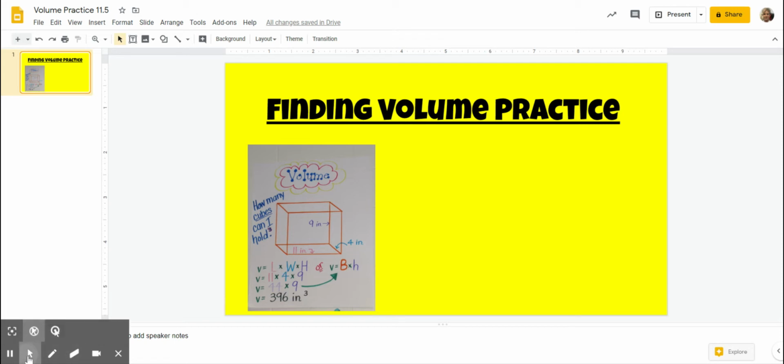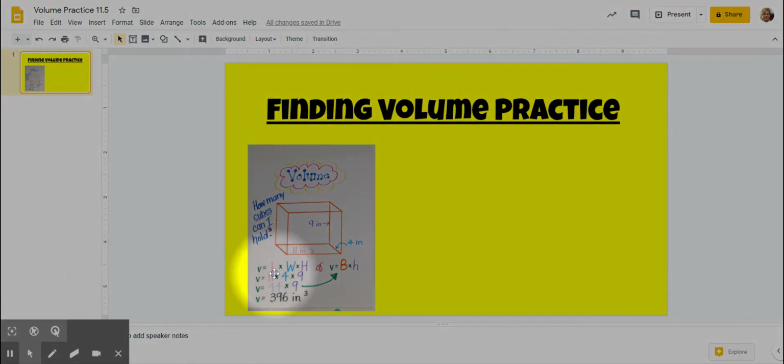I'm going to see if I can put my pointer on. Highlight clicks, I'm not sure. Let's see. No, there was a way to use a focus mouse. Look at that. Length times width times height, or base times height.